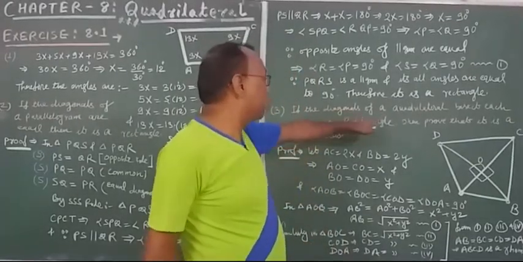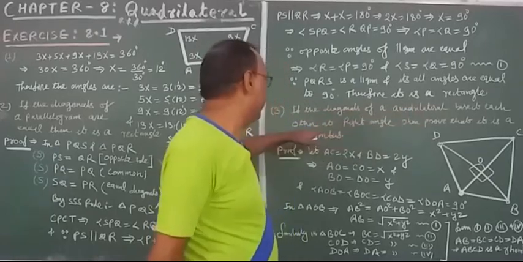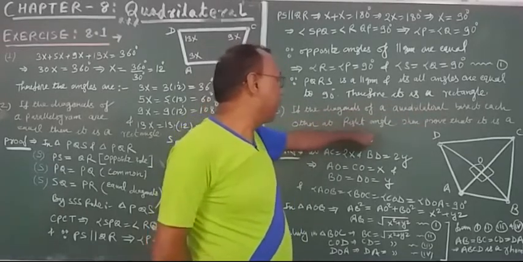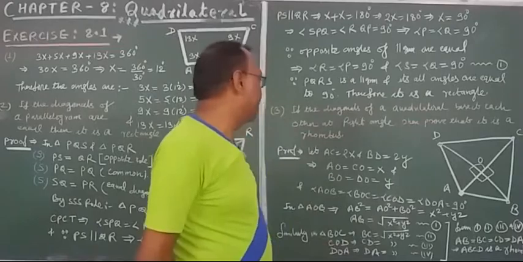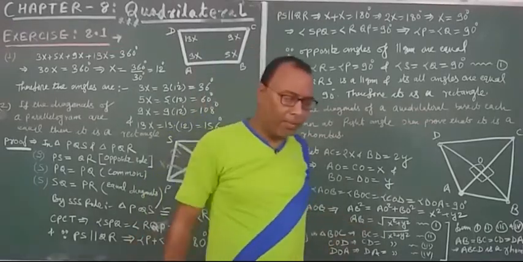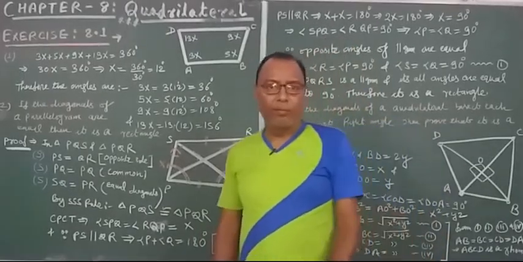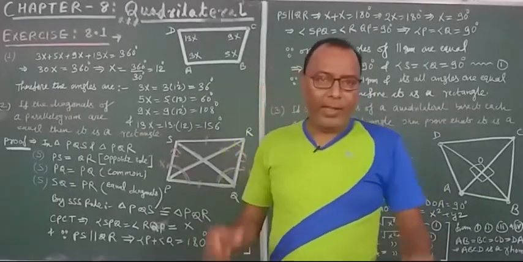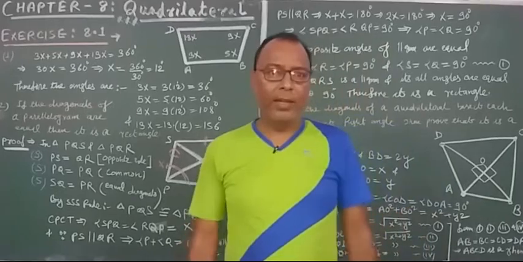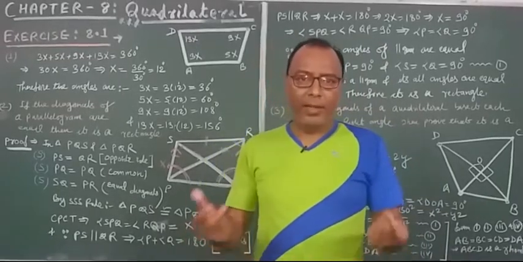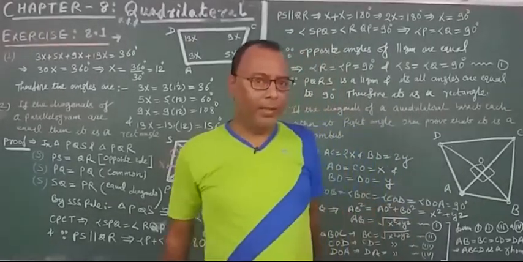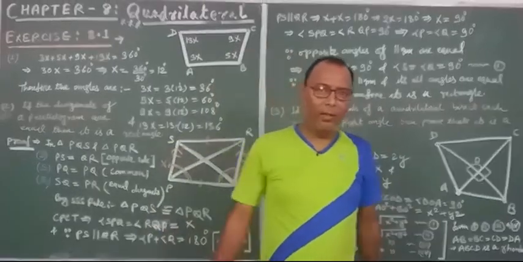If the diagonals of a quadrilateral bisect each other at right angle, then prove that it is a rhombus. You are given that the diagonals of a quadrilateral bisect each other at 90 degrees. Right angle means 90 degrees. Then we have to prove that this quadrilateral is a rhombus.